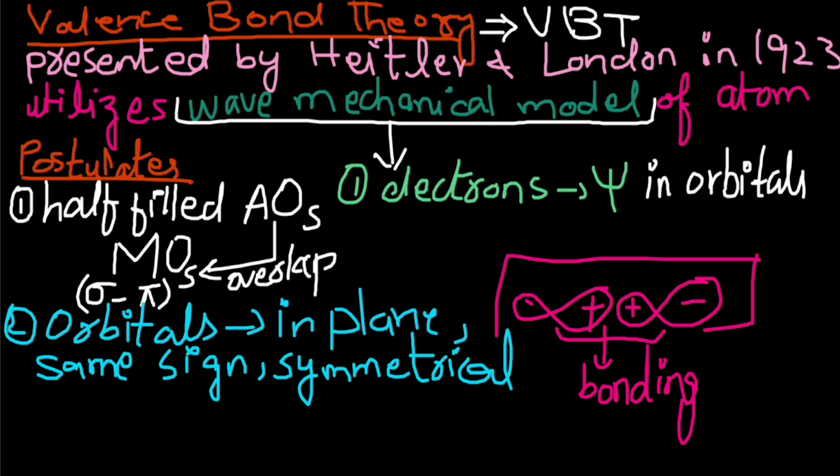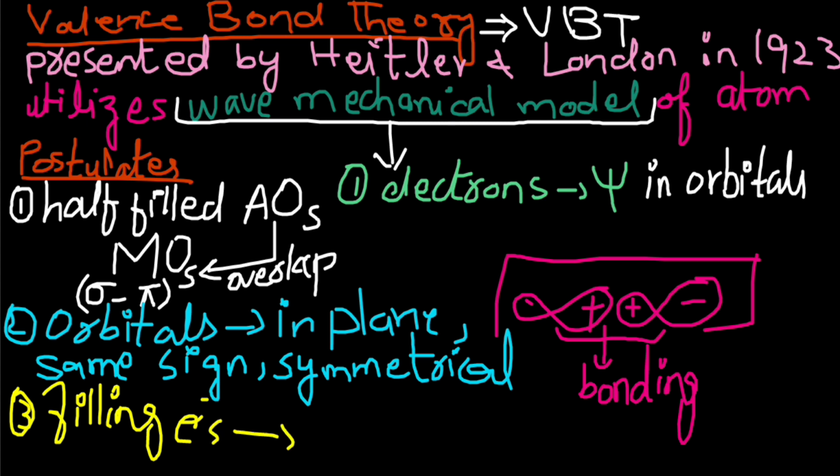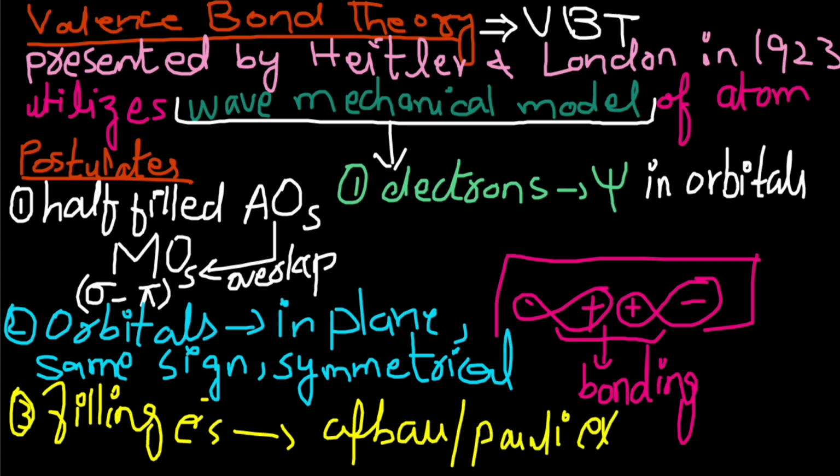If one orbital is along the x-axis and the other is along the y-axis, they will not result in effective overlapping and the bond will not form. So for the formation of a bond, two orbitals must be in plane, have the same sign and be symmetrical. If these orbitals overlap, they are filled with electrons, and the filling of electrons must satisfy the Aufbau principle, Pauli exclusion principle and Hund's rule.